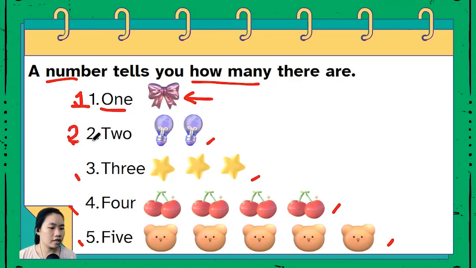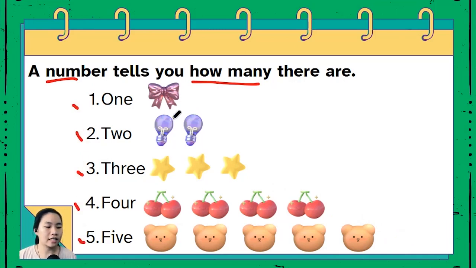So 2 is 2 and 2 light bulbs. 3 is 3 and 3 stars. 4 is 4 and 4 cherry bundle. 5 and 5 bears. Let's go through it one last time after I erase all of these little things here. 1, 2, 3, 4, 5. Okay, now let's say it a little bit quicker. 1, 2, 3, 4, 5.